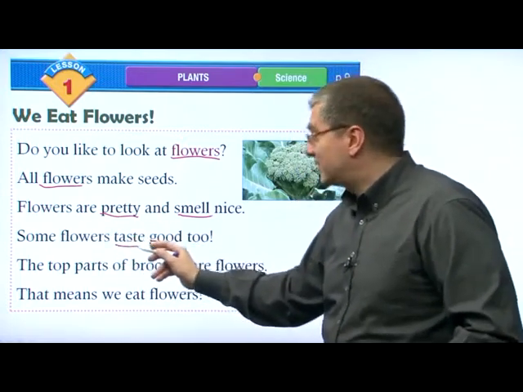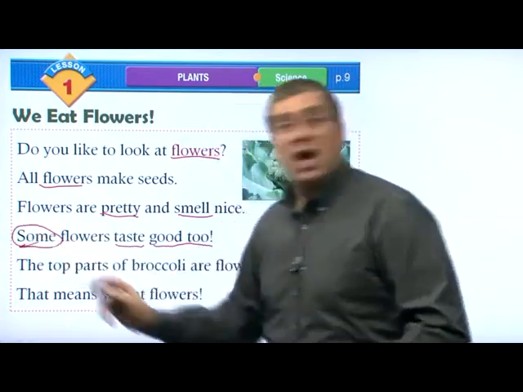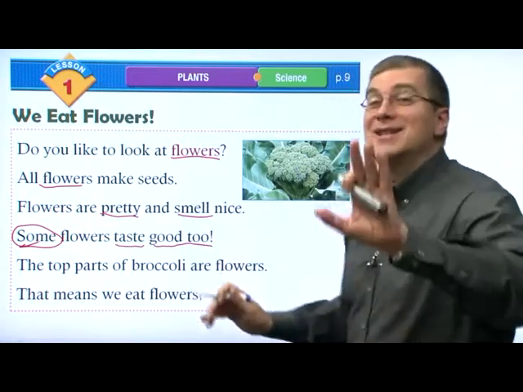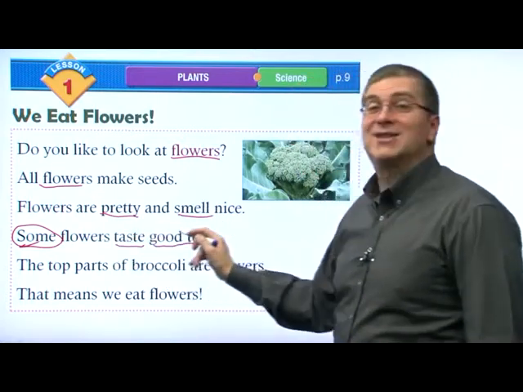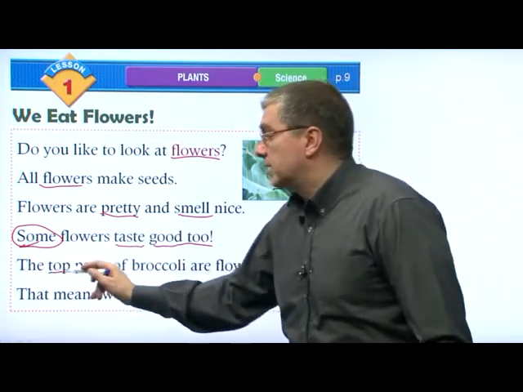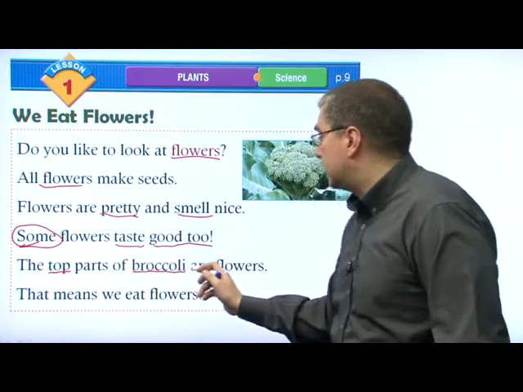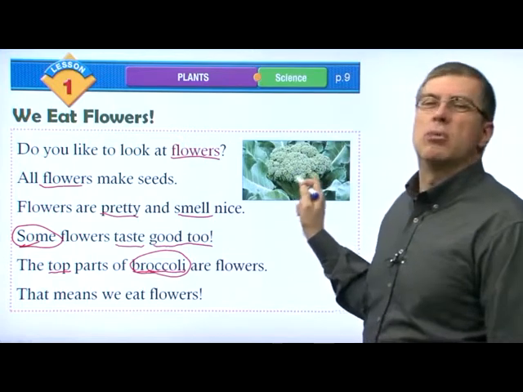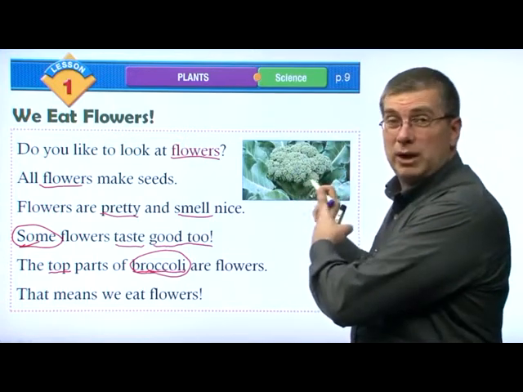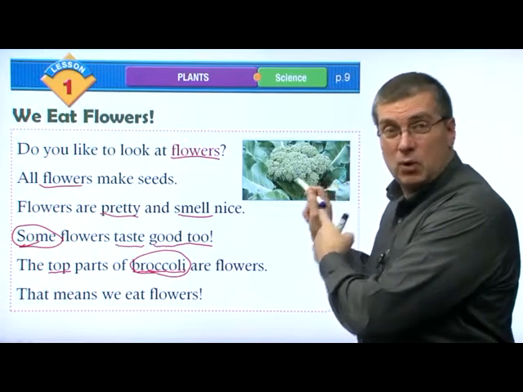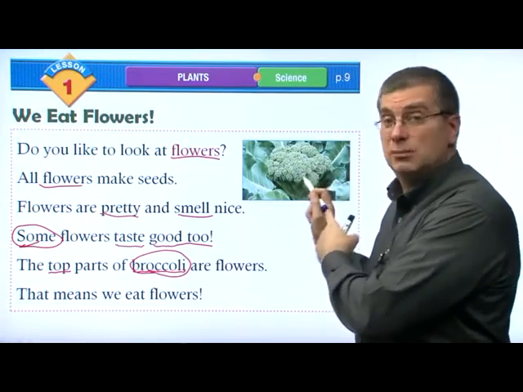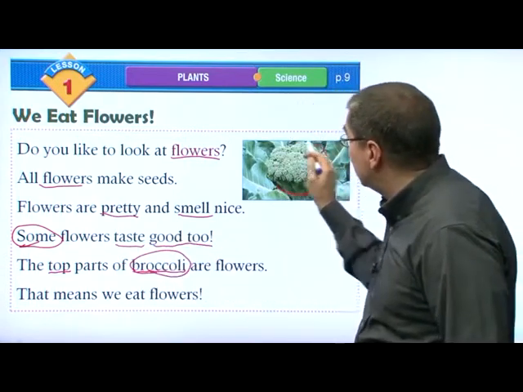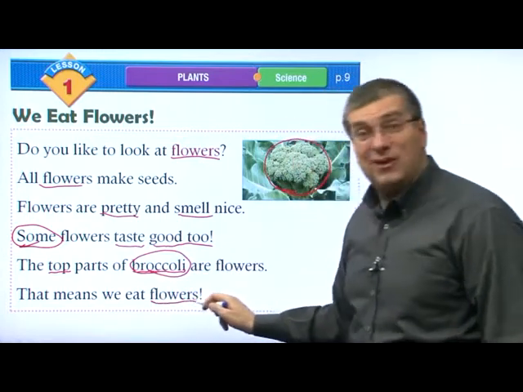Some flowers taste good too. Some, not all, right? Don't go and eat a rose, right? That's horrible. But some flowers taste good. The top parts of broccoli are flowers. Broccoli, what is broccoli? This is broccoli. You know broccoli. You see it in the supermarket. Your mother cooks it for meals. It's a very good vegetable. But the top parts of broccoli are flowers. This is the flower. That means we eat flowers.